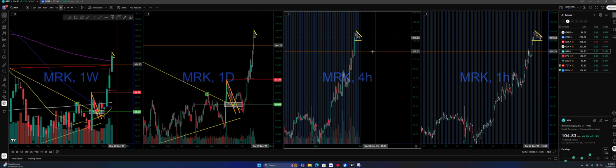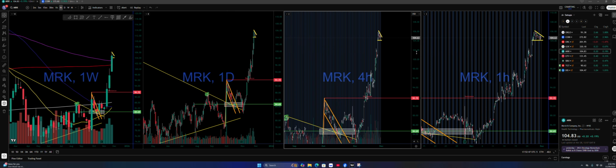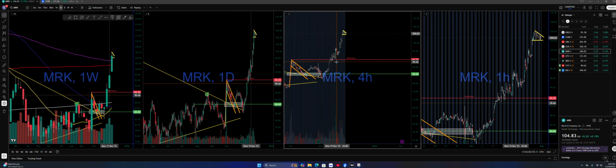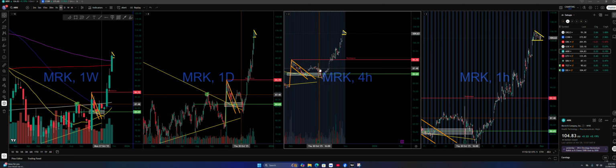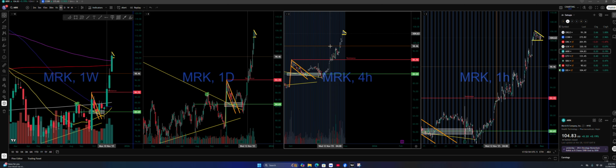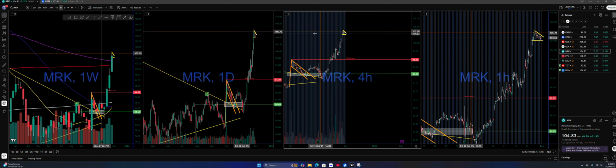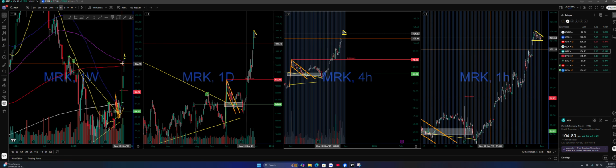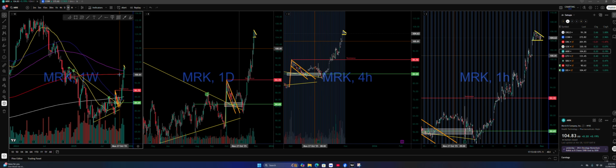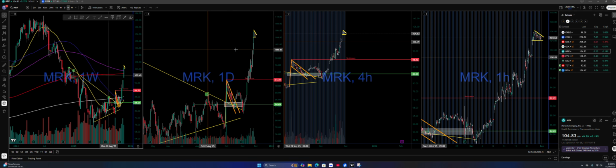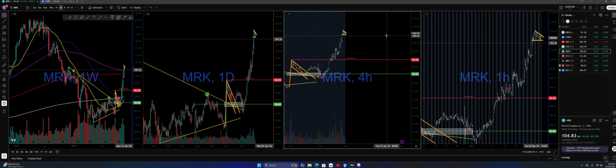Merck is just on a rampage. Like it broke out, retested, pushed up, retested, pushed up. I'm gonna go with the trend, and the trend is extremely bullish. On the weekly, we crossed over every moving average, the 100, 200, 50. So follow the trend.